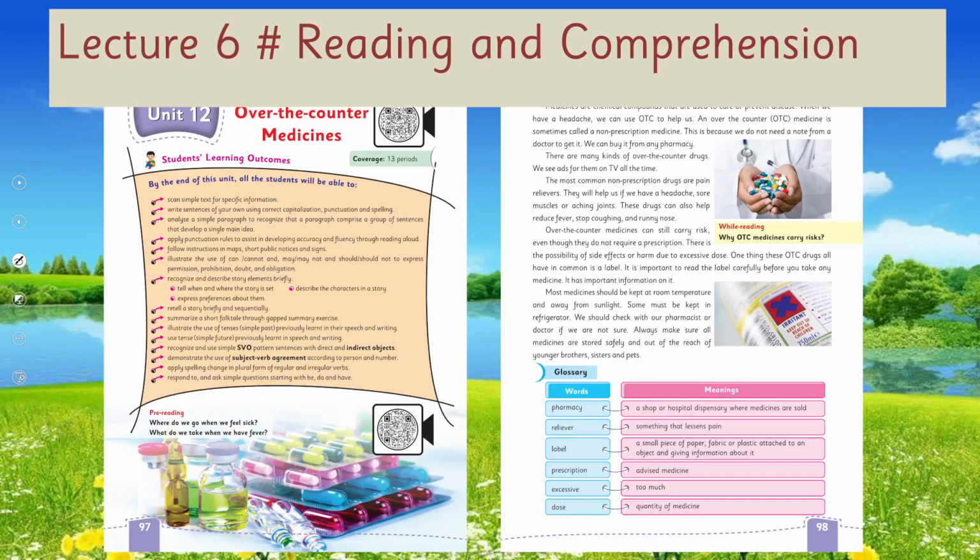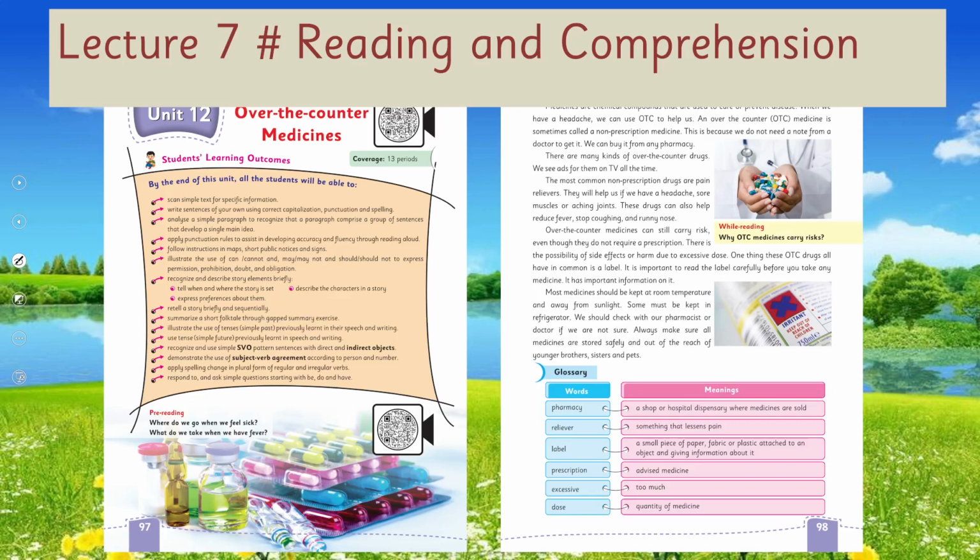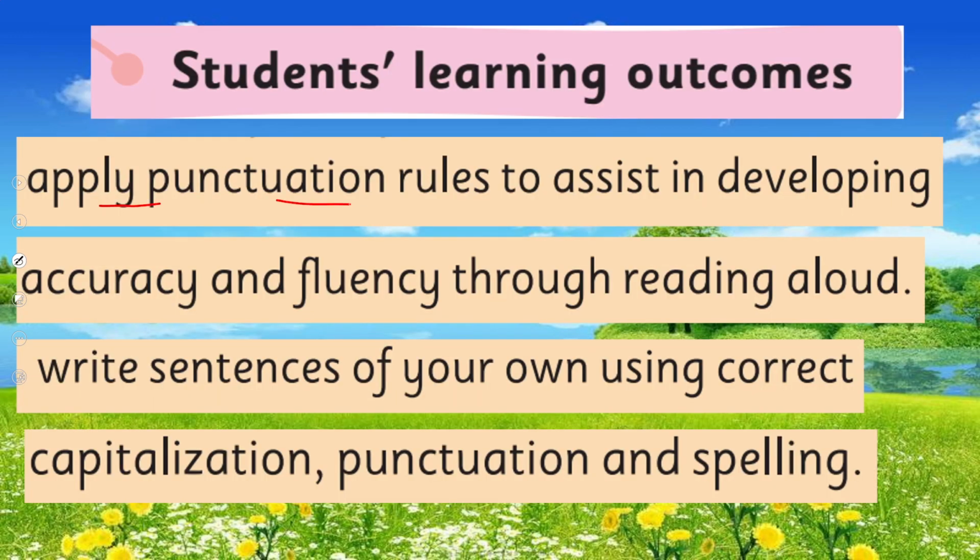In lecture number 6, we will learn about reading comprehension. We will read about how we can comprehend a text, and its SLO will be scan and locate the text for specific information. In our lecture number 7, we will learn about reading and comprehension again; there will be 2 parts, and its next part we will also cover in reading and comprehension, and its SLO will be apply punctuation rules to assist in developing accuracy and fluency through reading aloud. Write sentences of your own using correct capitalization, punctuation and spelling.